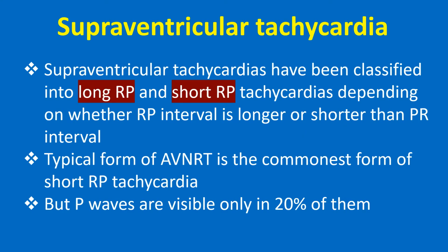Supraventricular tachycardias have been classified into long RP and short RP tachycardias depending on whether the RP interval is longer or shorter than the PR interval. The typical form of AV-NRT is the commonest form of short RP tachycardia, but P waves are visible only in 20% of them.